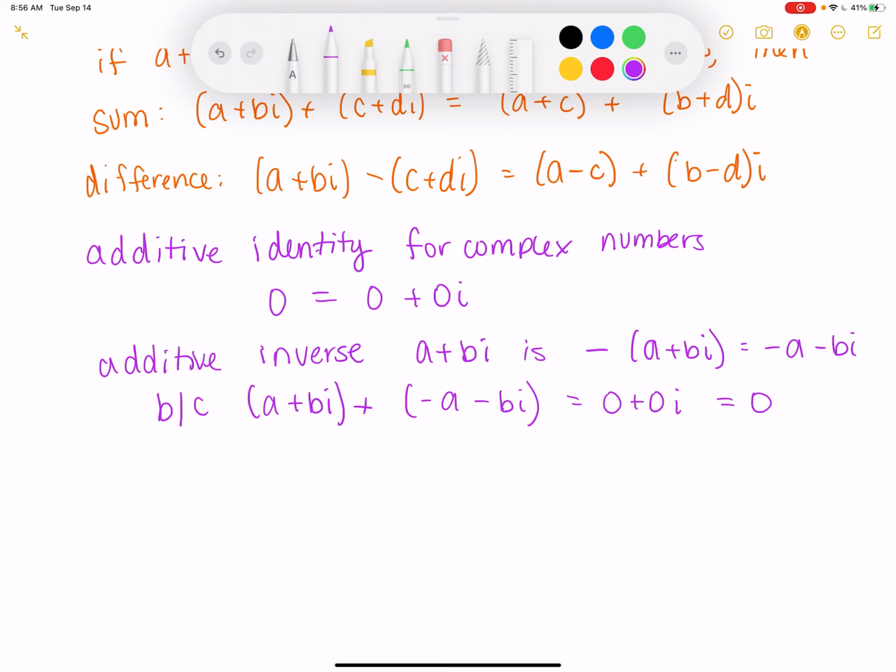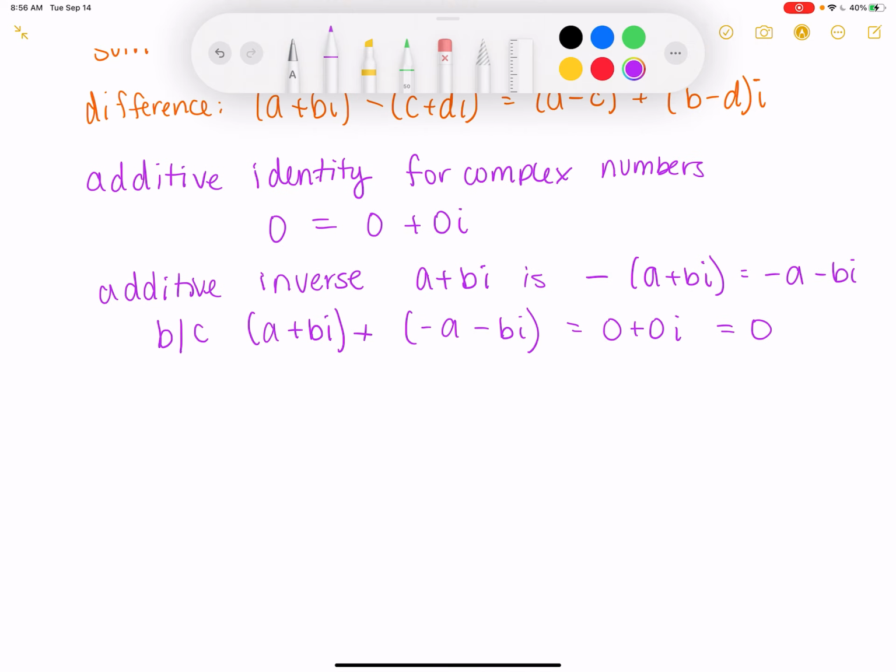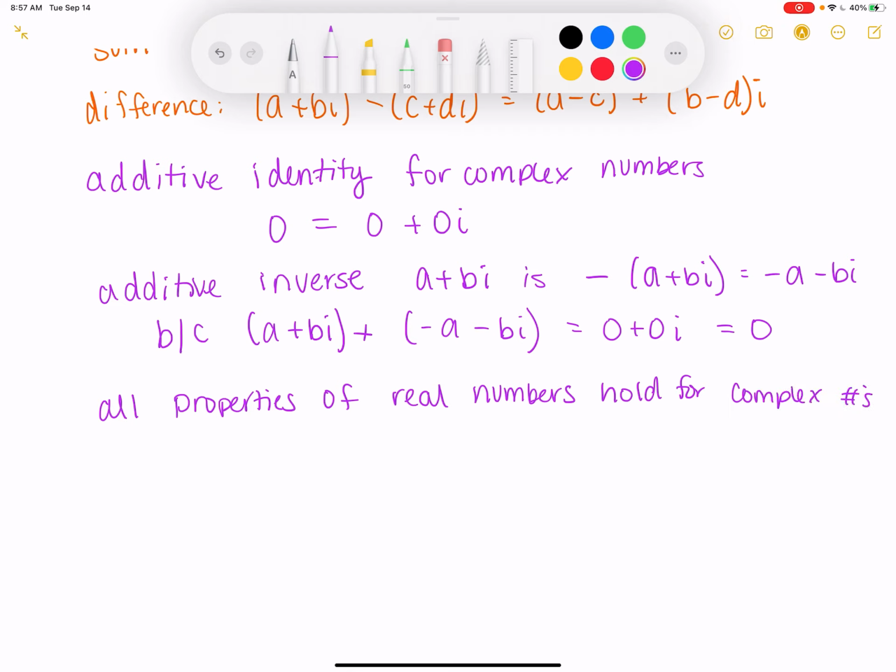Whoa, this then all properties of real numbers hold for complex numbers. Just any property that is true for your real numbers, like the ones that we did a couple days ago, all are still applicable with complex numbers.